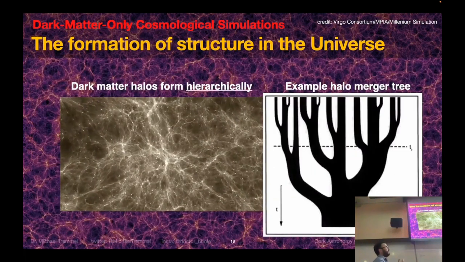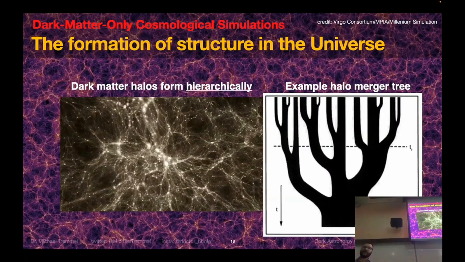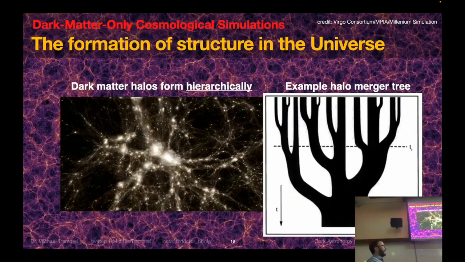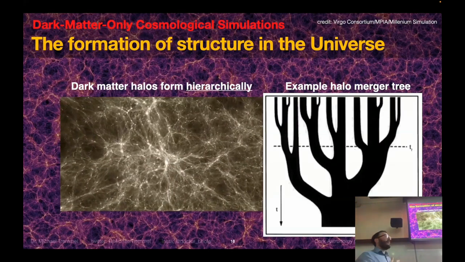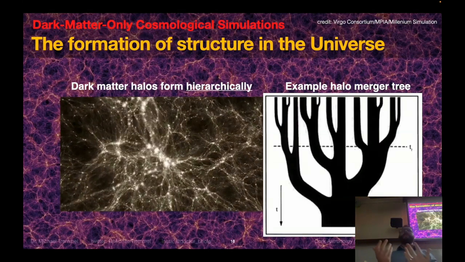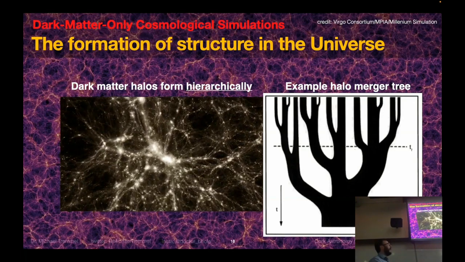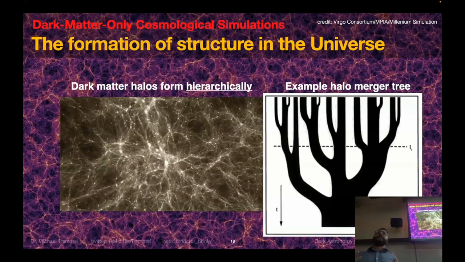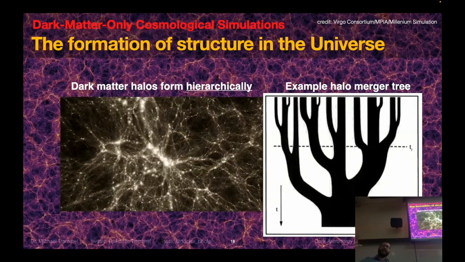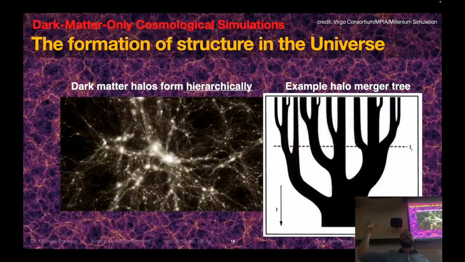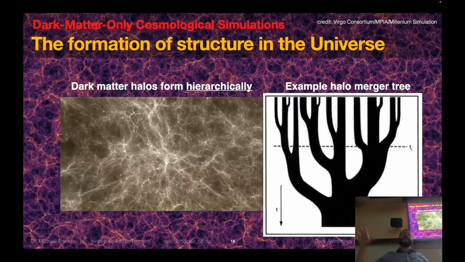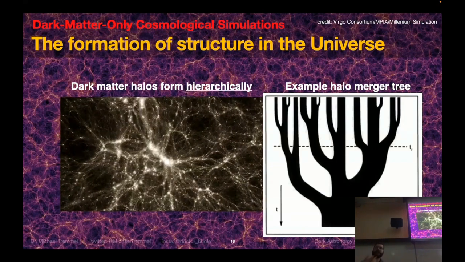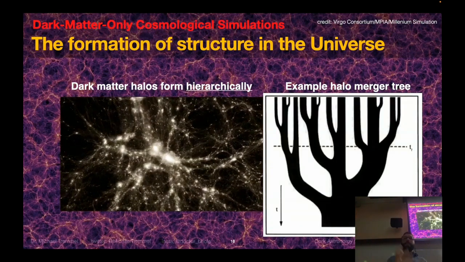And, of course, because it's a simulation, we can follow the evolution of all of this structure through time. And what we find is that the universe forms in a way that's hierarchical. Every galaxy, every dark matter halo in the universe forms as a result of mergers of smaller objects, right? So you don't just have a single galaxy or a single dark matter halo accumulating mass over time. You have complex merger histories of smaller dark matter halos, smaller galaxies merging together to form something bigger and bigger.